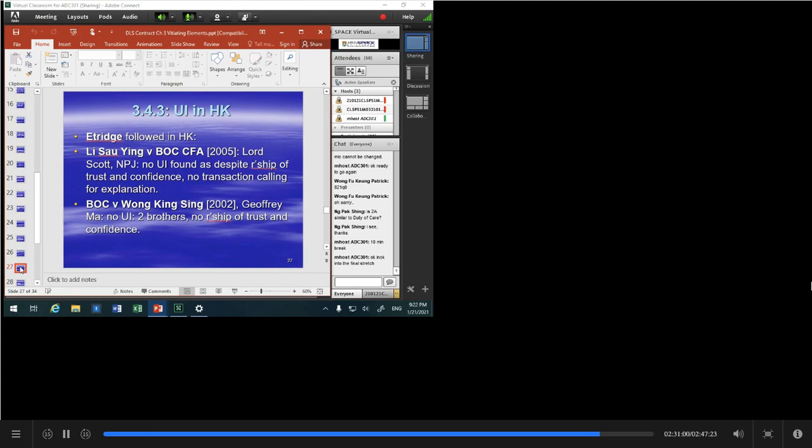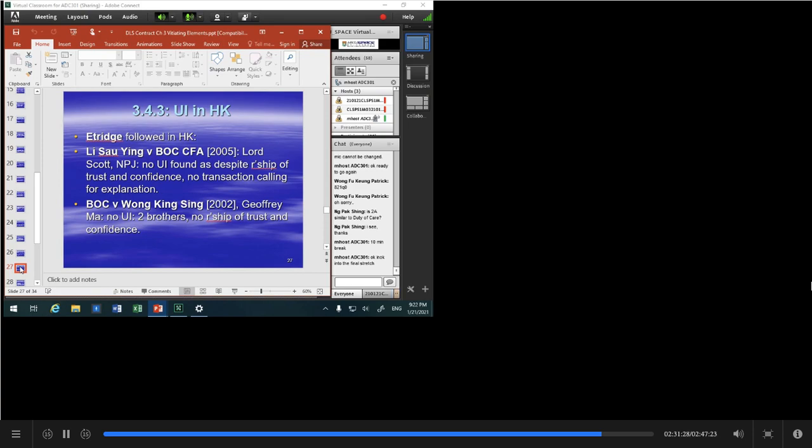Okay. But the important thing is that Etridge does apply in Hong Kong. Li Xiaoying, Court of Final Appeal from 2005, is the leading case. And so Etridge applies not only in England, but it also applies in Hong Kong. So if you're doing any question on undue influence, try to work Etridge into your answer.